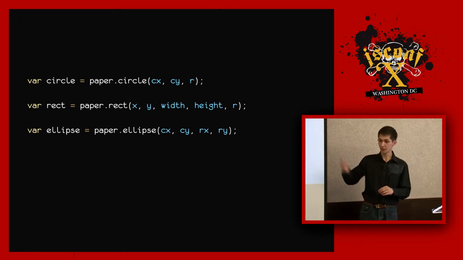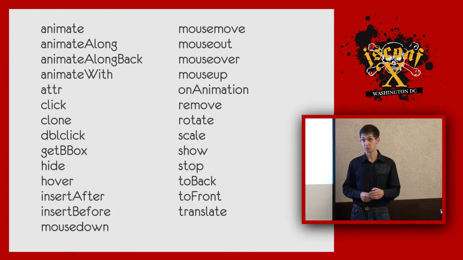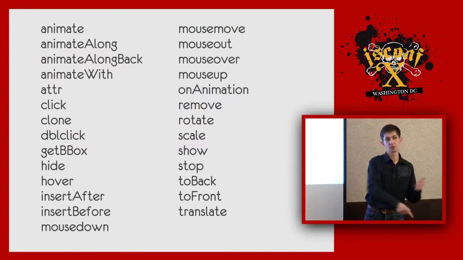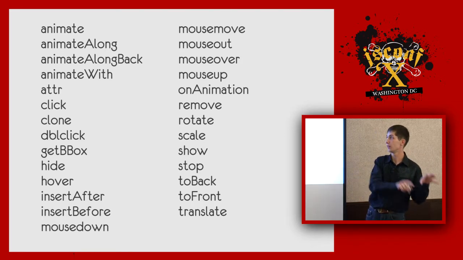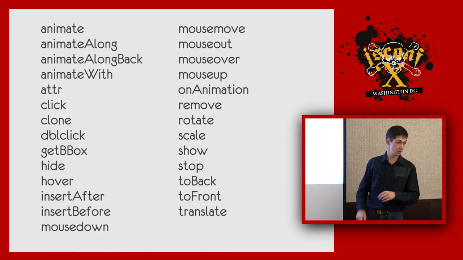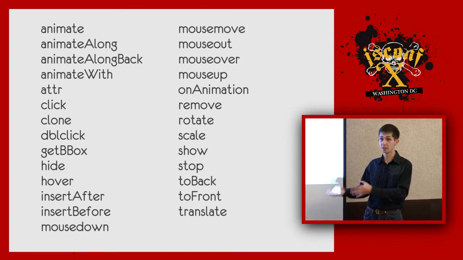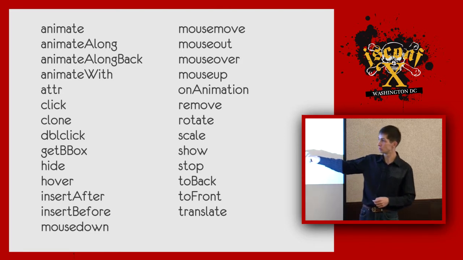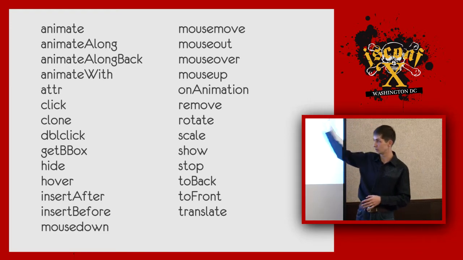Each element has a set of methods, the things you can do with it. You could animate along some path, you could animate along a path in a different direction, you could animate with another element, you could set attributes, and attributes are probably the most useful method. You could set and get attributes from the element. You could attach event handlers like click, mouse down, mouse move, mouse out, and so forth.